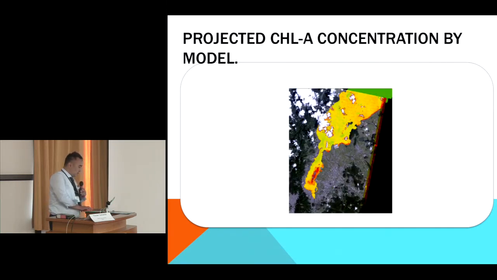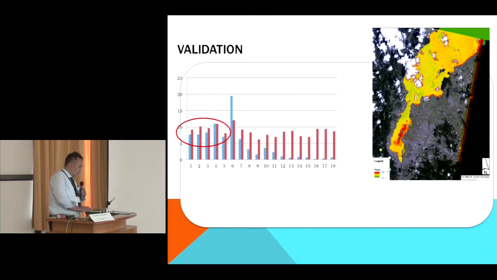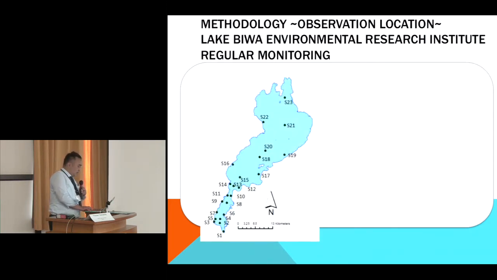Now, this is also the chlorophyll concentration projected by the model, but I will show some of the difficulties. Some points here are very well recognized, but for the north basin, when the chlorophyll concentration is very low, the prediction is somehow different. So we have to make a kind of adjustment for that.